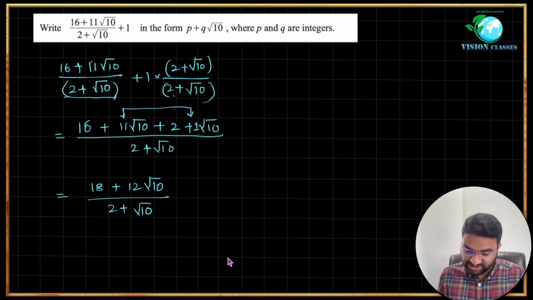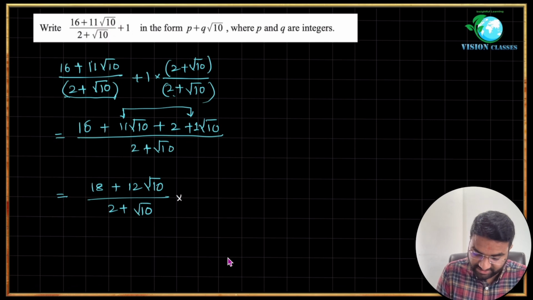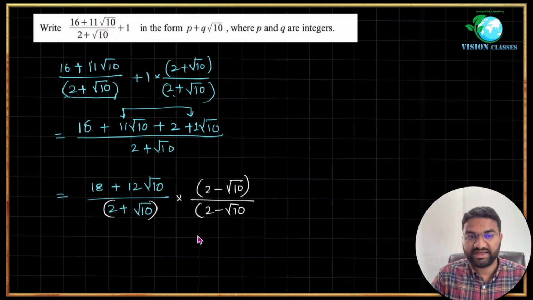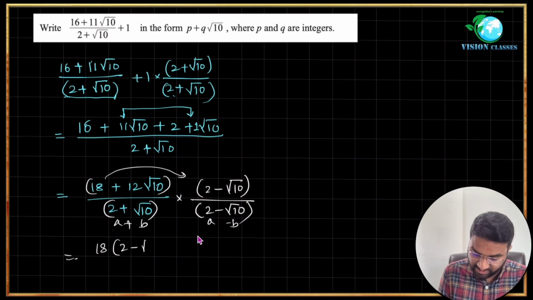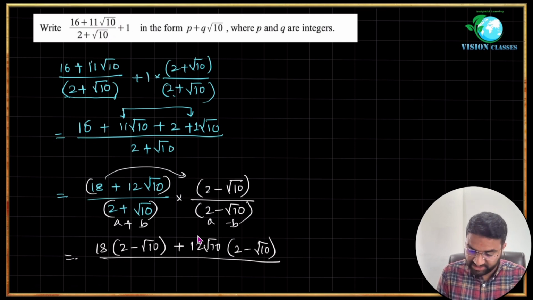Now you have to rationalize the denominator, meaning you have to multiply the numerator and denominator by the denominator's conjugate, that is 2 minus root of 10 upon 2 minus root of 10. Getting it? So it will again be a plus b, a minus b. So we can write this as, first multiplying the numerator part, 18 times 2 minus root 10 plus 12 root 10 times 2 minus root of 10, and the denominator part is just 2 square minus root 10 bracket square.